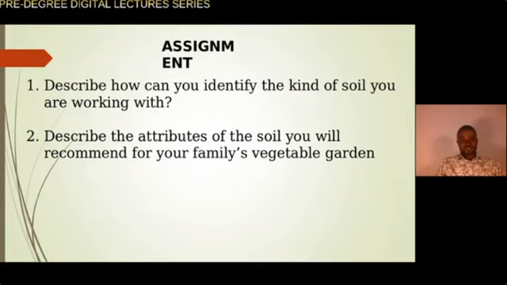Then assignment. You have to do this assignment at home at your convenience. You describe how you can identify the kind of soil you are working with, and also describe the attributes of the soil you will recommend for your family's vegetable garden. Thank you.